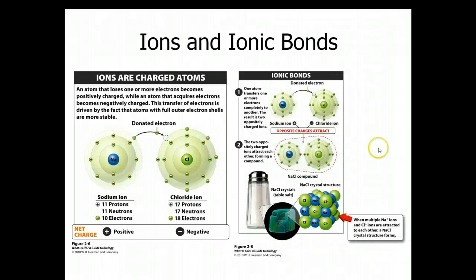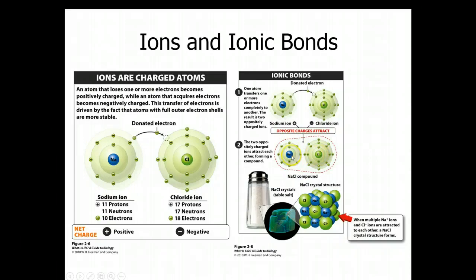So, ions and ionic bonds. Now, we mentioned an ion is one that has either lost or gained an additional electron from its normal state, and that becomes ionic. A good example would be salt. When we form sodium and chloride, sodium will be electrically attracted to the chlorine.